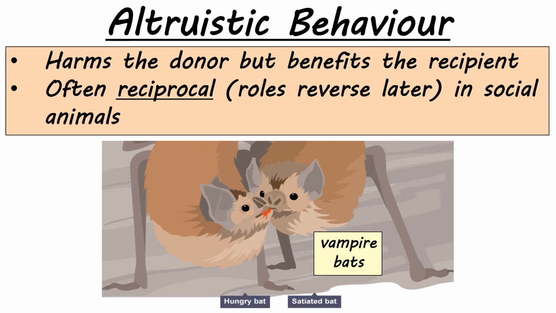They're using energy, they're going out of their way to do something, and it benefits the recipient. But it is often reciprocal. So the roles reverse later on in social animals. So here we have down the bottom vampire bats. So you have this hungry bat on the left hand side, and you have this one which has got its fill of blood. And who knows, maybe this one on the left is injured or is low in energy or whatever. This one will give it some of its food, and then this could be reciprocated later on. So maybe the next night, the hungry bat, the one that's been fed here, will go out and return the favour.